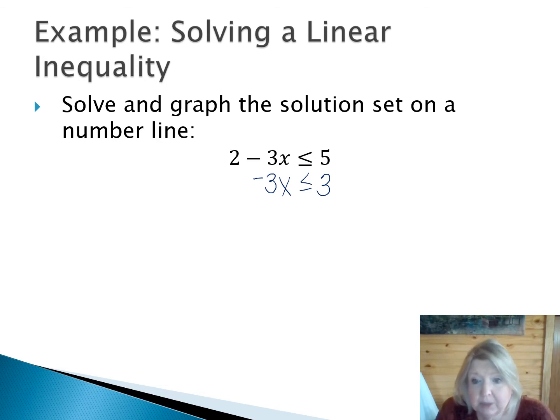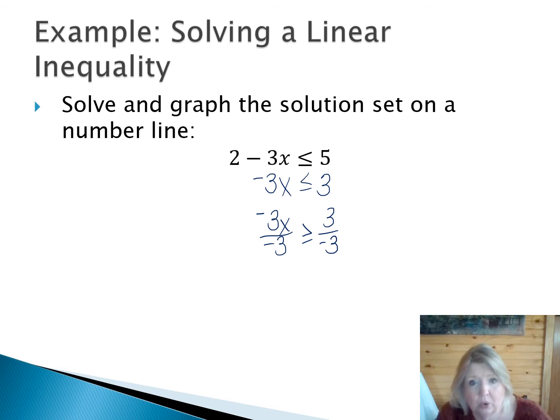But here's where I come across my first little issue, and that is I need to divide by a negative. I can't just draw my line under it and put negative 3, because then I'll forget to flip my sign. This is actually why I quit writing the steps out, because I got tired of writing it every time. But as I divide by negative 3, I've got to flip that sign.